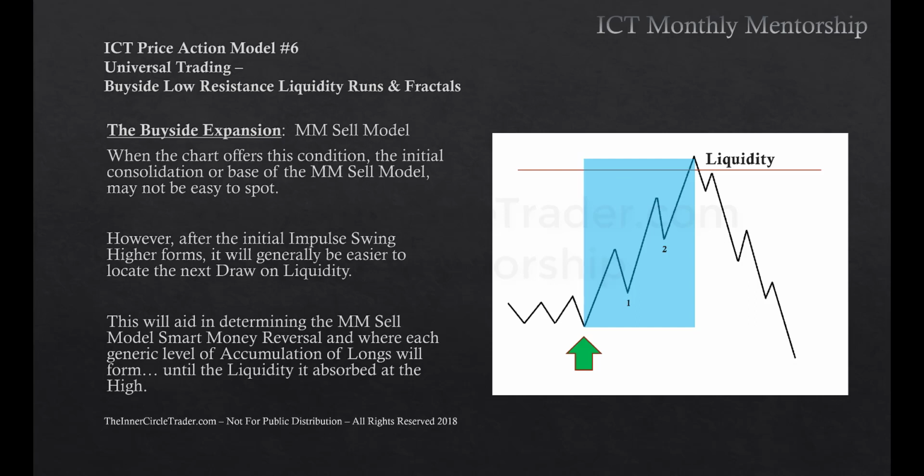Whatever you're comfortable trading. If you're a position trader or you want to do a really thorough top-down analysis, you're going to be working from a monthly, weekly, daily, 4-hour, 60-minute, 15-minute, 5-minute chart. And you're going to look through all of your time frames to find a potential setup. By doing this, it will aid in determining the market maker sell model smart money reversal, or the high here, and where each generic level of accumulation of longs will form. In other words, buying opportunities for us until the liquidity is absorbed at the high.